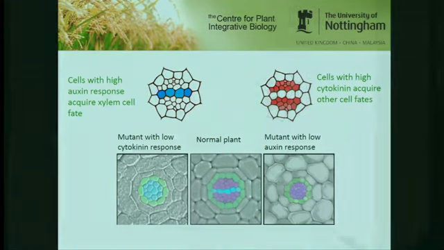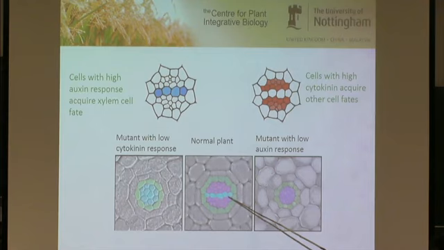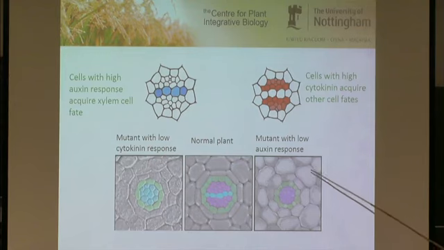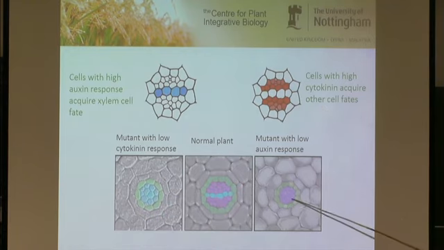So where auxin is dominant, you get the xylem, which is the thing we're interested in. So this is a cytokinin mutant, the other hormone. So cytokinin is knocked out and everything's xylem. These are false colours, but they make the point. This is the opposite case. So where cytokinin wins, you get procambium, you get the other state, and that's indicated here in an auxin mutant.